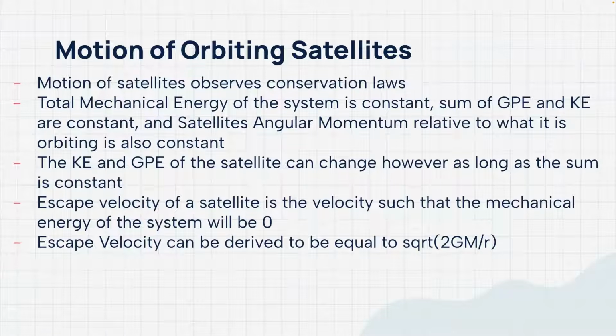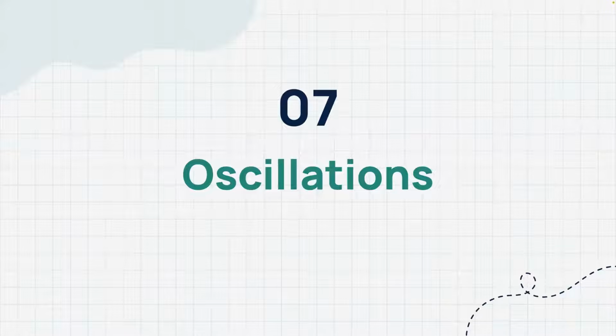The escape velocity of a satellite is the velocity such that the mechanical energy of the system will be zero. And when deriving that, the escape velocity is equal to the square root of 2GM over r. Oscillations.